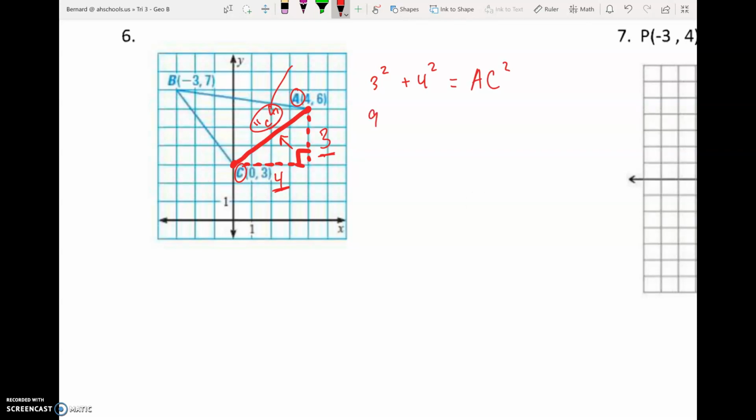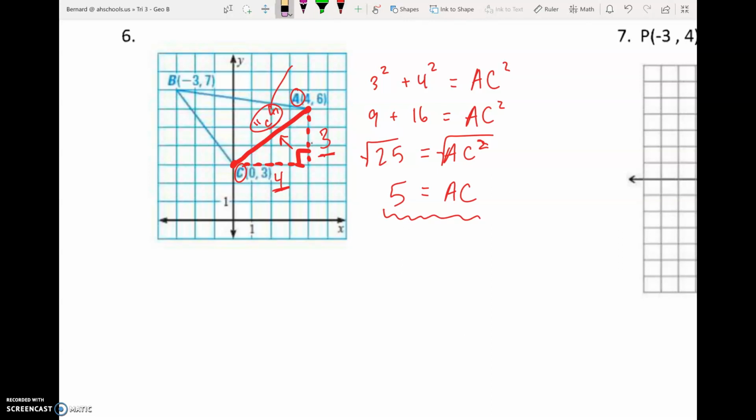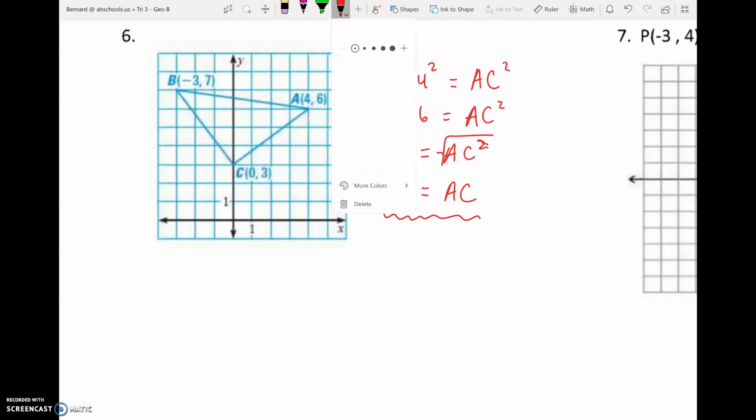And so this is going to be 9 plus 16 equals our side AC squared. That's 25, and that equals our side. And then we square root it, right? And so our side AC is 5. Now, that's part of our answer, but we're going to need to use that later. Now, I'm going to clear this up a little bit, and I'm going to write a 5 on this diagram, because I just figured out the length of that side is 5. Now, I have to do the same thing with the other 2 sides.